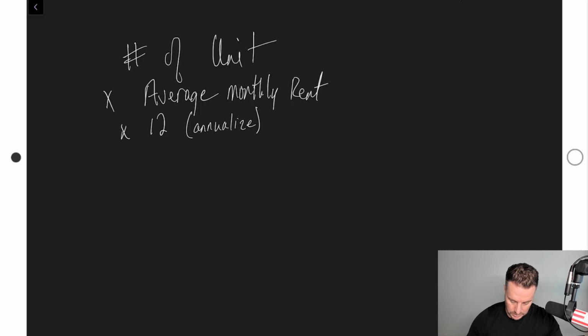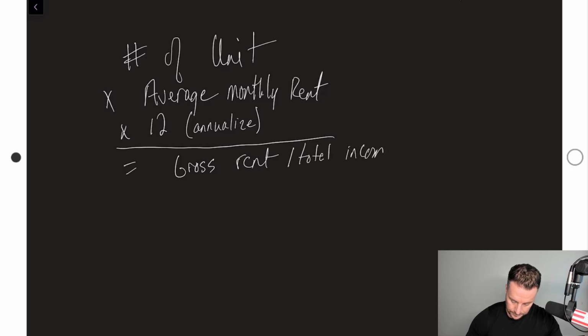And then this would equal what we're going to call gross rents. Other people call it total income. But we're just going to call it gross rents. So I don't like to confuse you. There's people do stuff differently, you know, but most people call it gross rents.